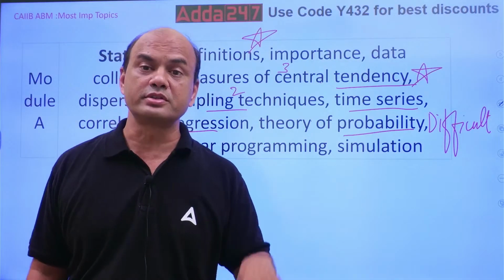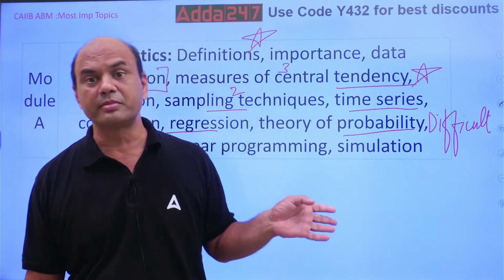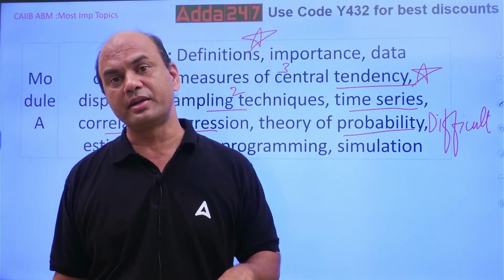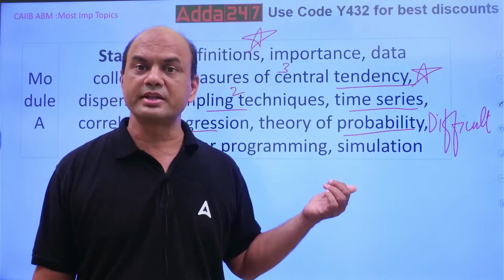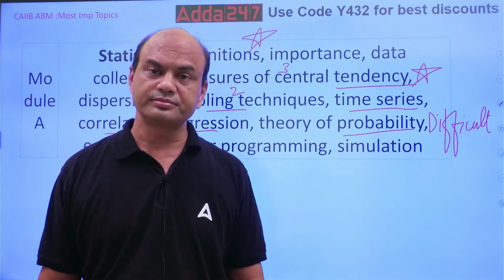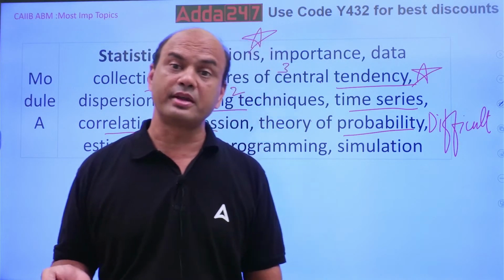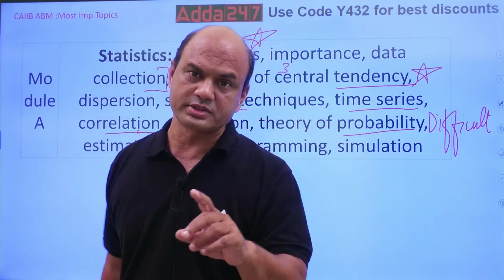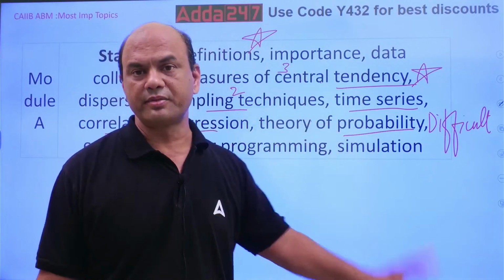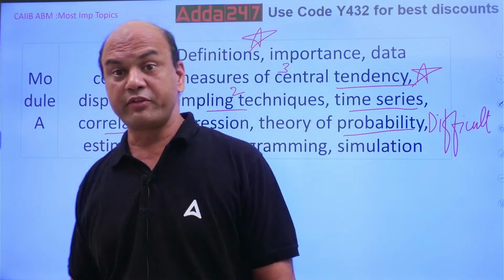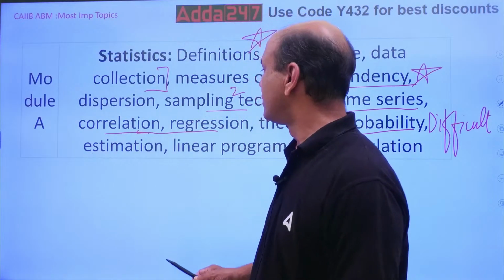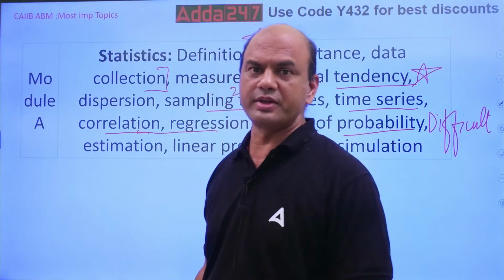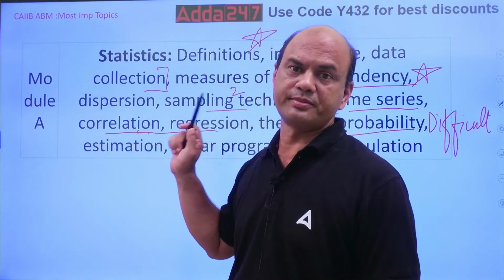Normal distribution curve is also included in this probability. You have to find out standard error separately, standard deviation separately. Various types of probabilities are given. What is conditional probability? This topic also comes. So it is the most difficult. If you want to focus more, focus on probability. If you can't understand it, then leave it, because that's the only option. Otherwise, you'll leave all these remaining topics.